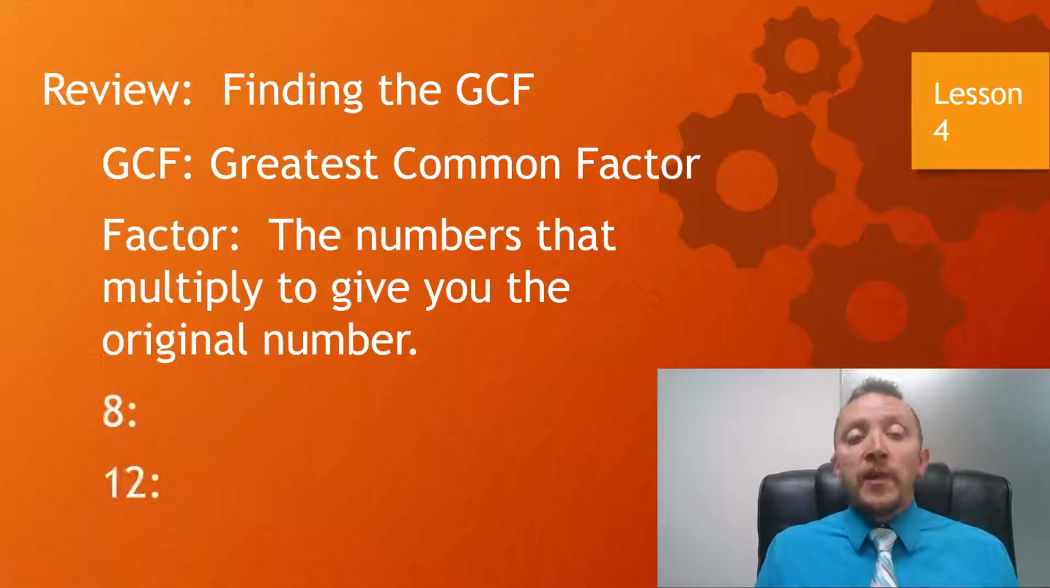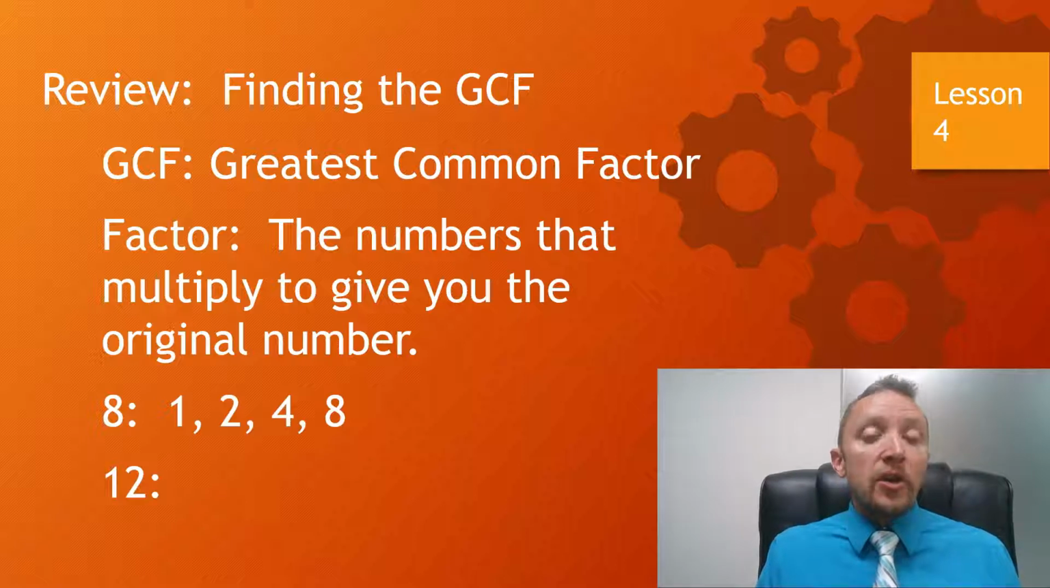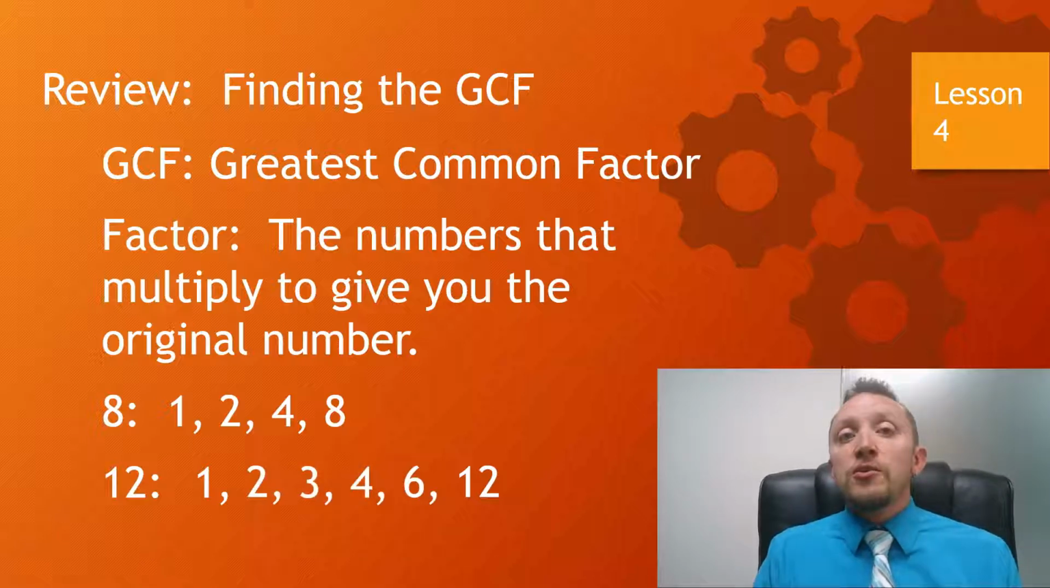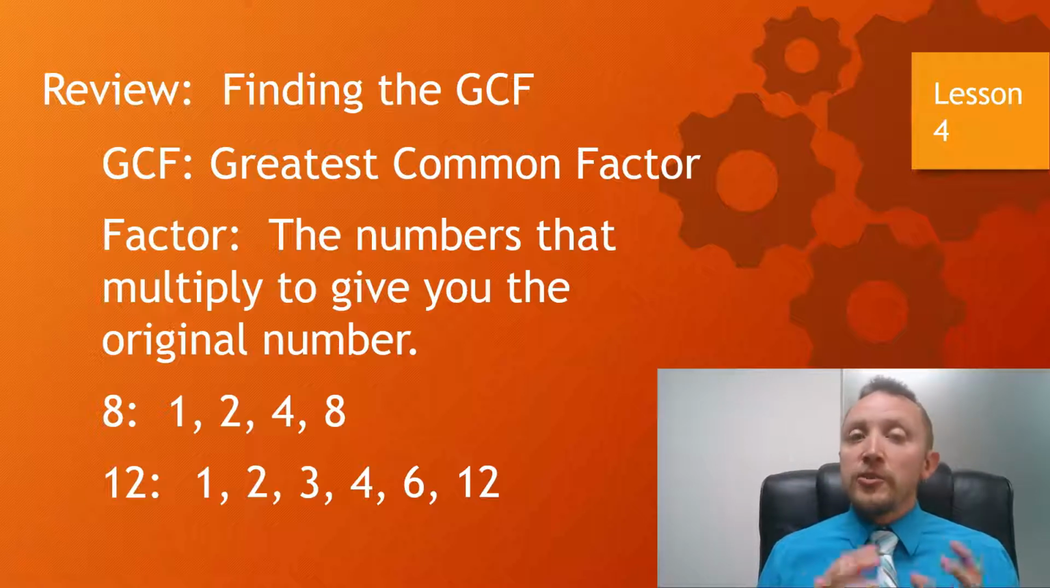So for example, if we're dealing with 8 and 12, the factors of 8 and 12, well 8, we'd have 1 times 8 is 8. 2 times 4 is also 8. So the factors of 8 are 1, 2, 4, and 8. The factors of 12, well 1 times 12 is 12. 2 times 6 is 12, and 3 times 4 is 12. So the factors of 12 will be 1, 2, 3, 4, 6, and 12. So those are the factors.